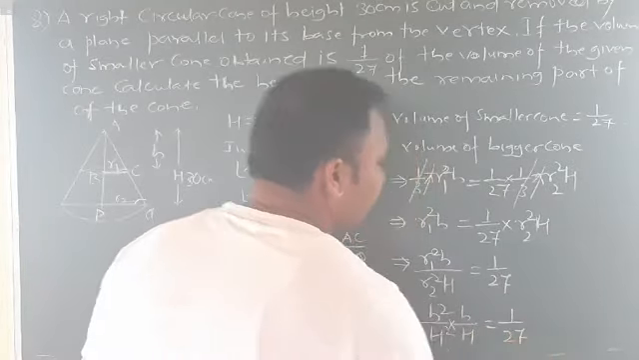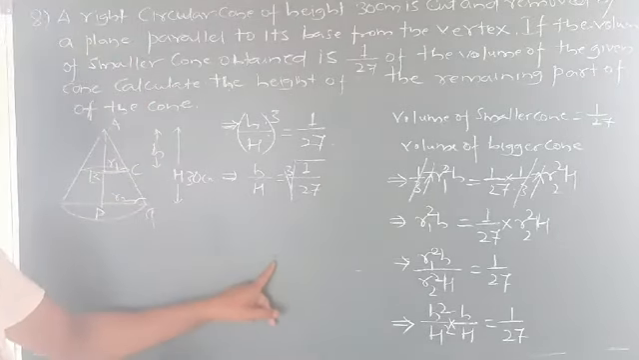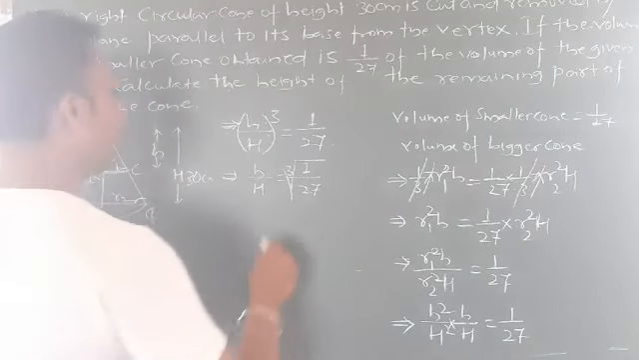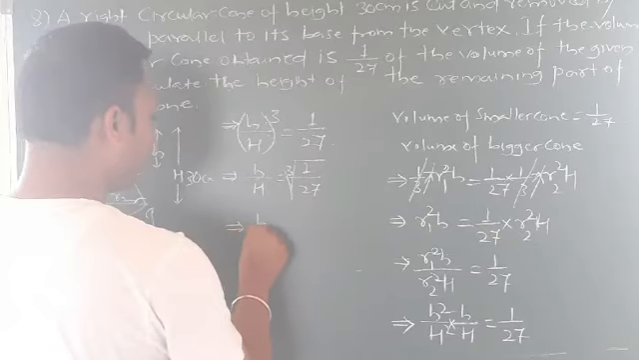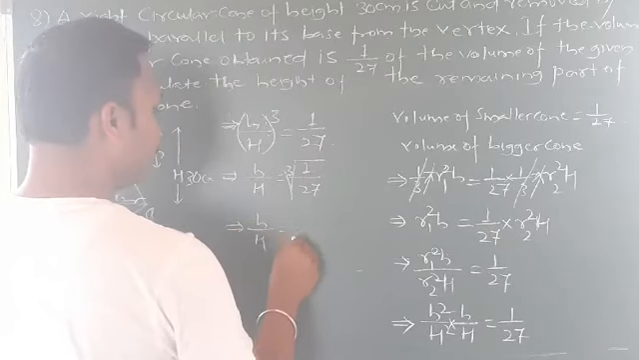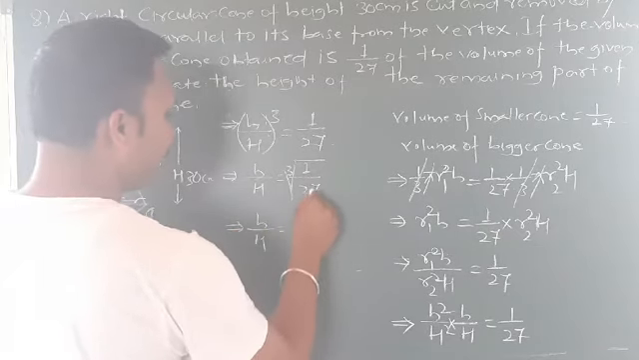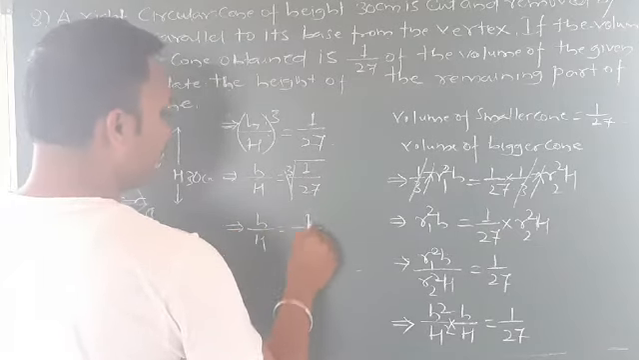Now this implies we have this cube, you can transfer that side. So what will happen: h by H is equal to 1 by the cube root of 27. 3 into 3 is 9, 9 into 3 is 27, we know it very well. So h by H is equal to 1 by 3. Now cross multiply.